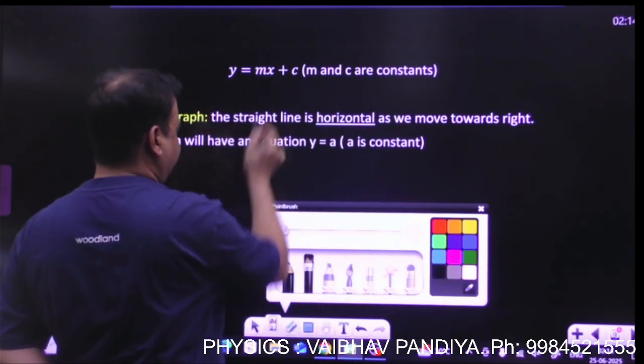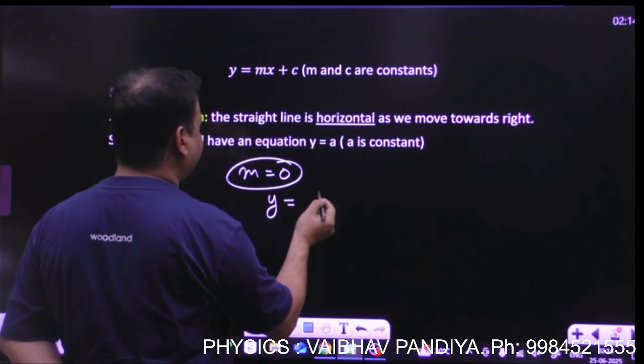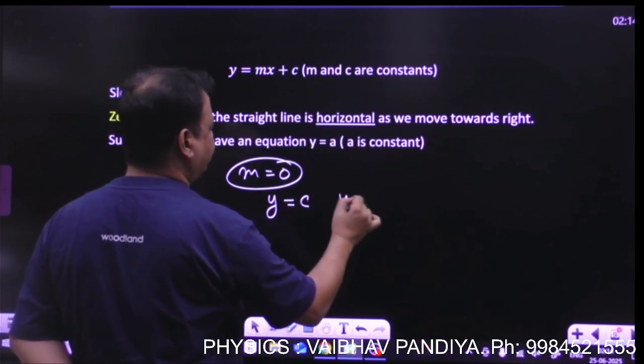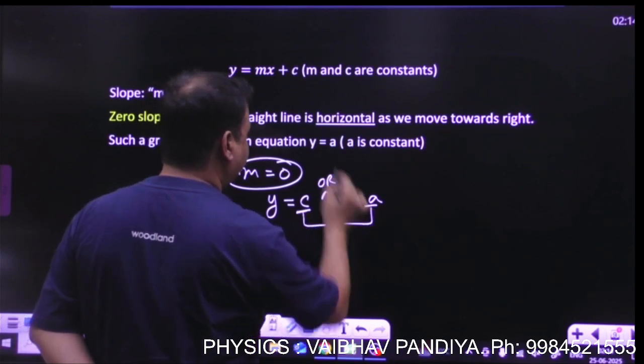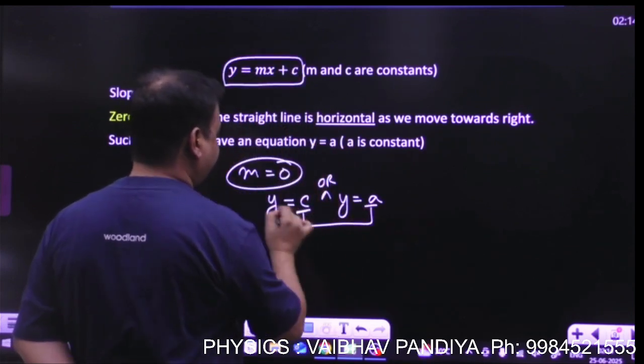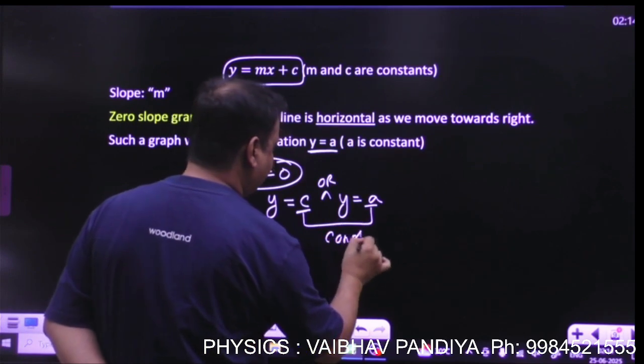M is equal to 0. Zero slope means m will be 0. So your equation will be simply y is equal to what? C. Or you can say y is equal to a, whatsoever. Here I have written, if you put m equals 0 you will get this equation. And here I have written the illustration where a is constant.